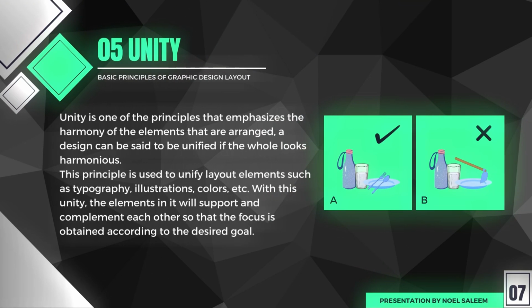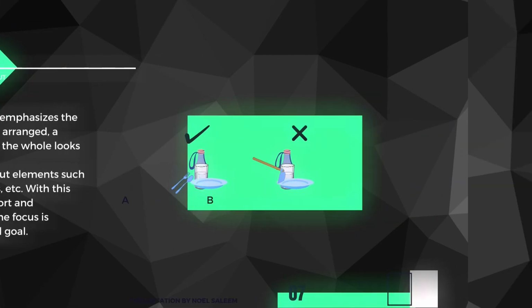Unity. Unity is one of the principles that emphasizes the harmony of the elements that are arranged. A design can be said to be unified if the whole looks harmonious. This principle is used to unify layout elements such as typography, illustrations, colors, etc. With this unity, the elements in it will support and complement each other so that the focus is obtained according to the desired goal.